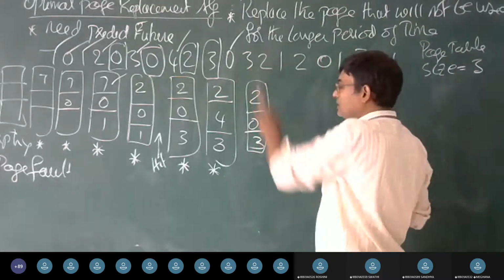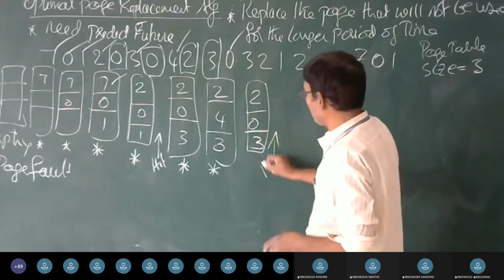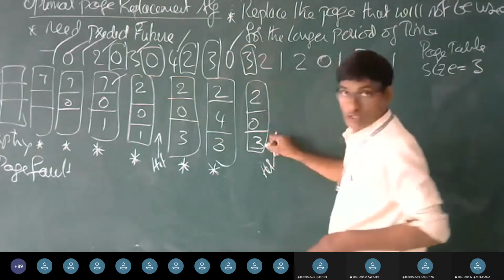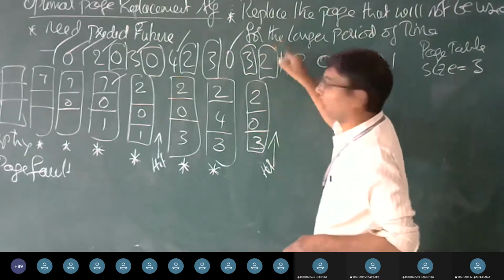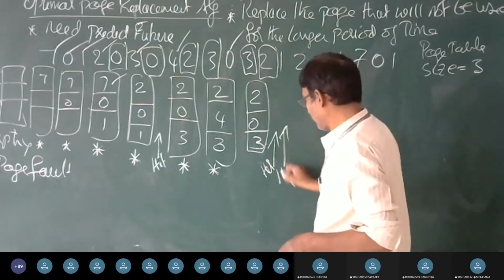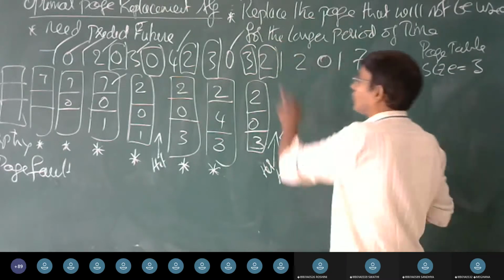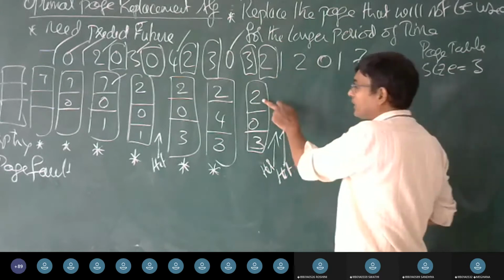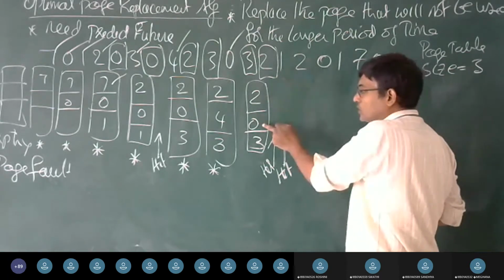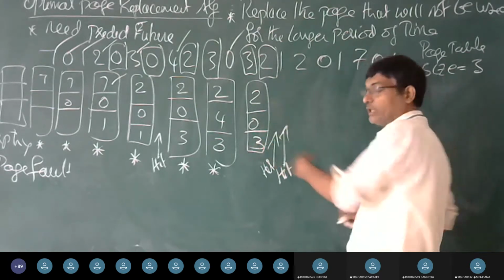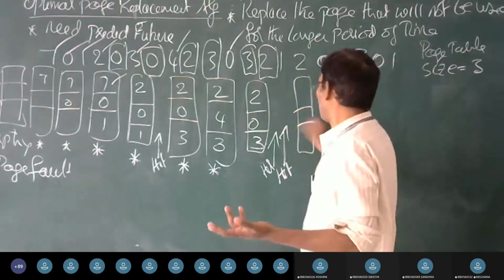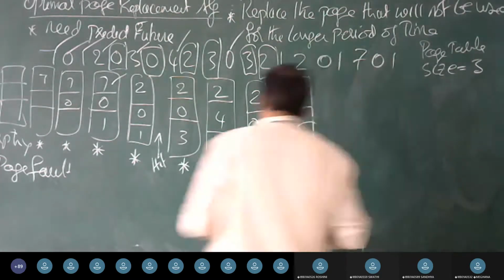Again, is 3 in the page table? Yes, I am going to have a tick operation. Is 2 in the page table? Yes, I am going to have a tick operation. So hit and hit. Next, I am going to search for 1. Is 1 equal to 2? No. Is 1 equal to 0? No. Is 1 equal to 3? No. Obviously, I am going to have a page fault.